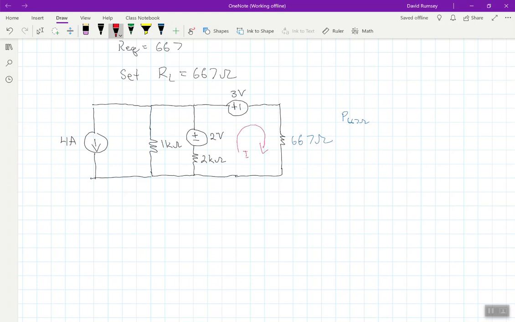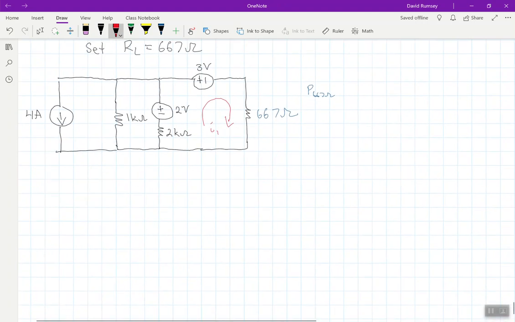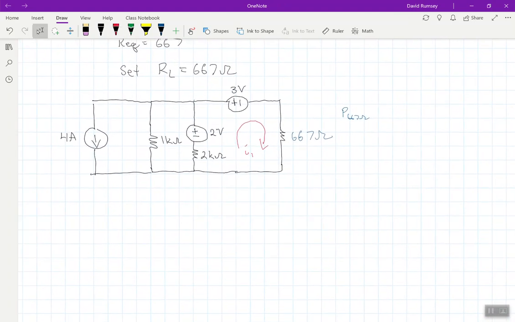So I'm going to draw a loop here. I'm just going to label this I1. And the reason I'm going to do this one as I1 is because I'm going to go ahead and then know that I1 is the current through that 667 ohm resistor, and then the power being delivered would be I squared times that resistance. Now, I'm going to draw this loop, I2, in the same direction. I typically draw them clockwise.